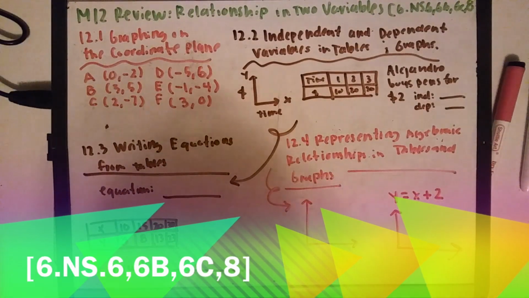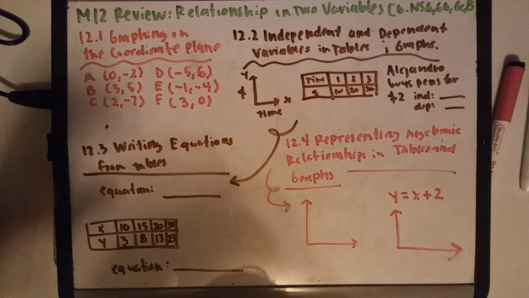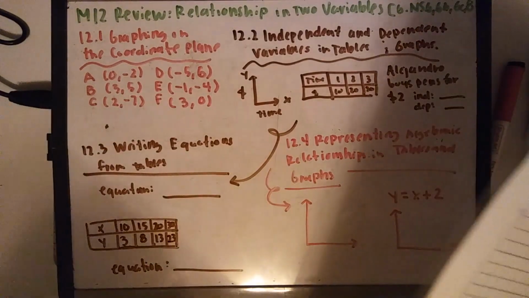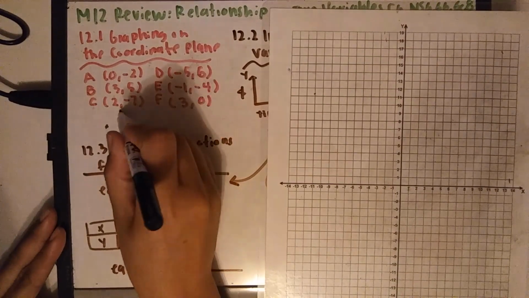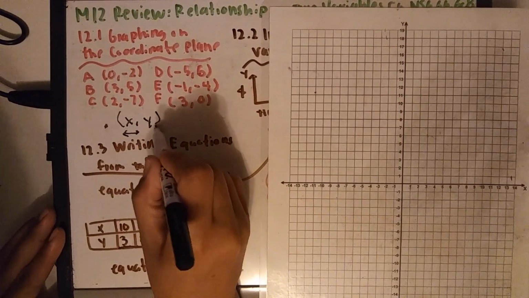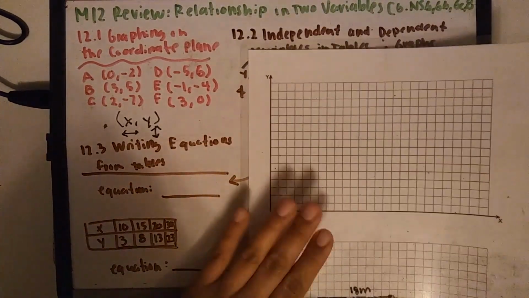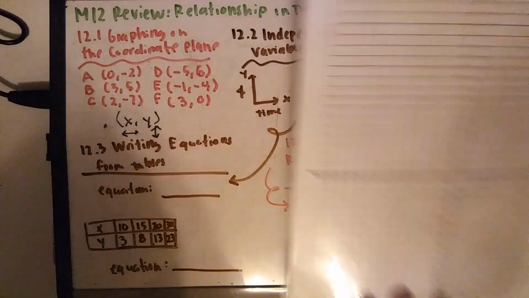Okay guys, we're gonna do the module 12 review, relationships into variables. Those are your standards. So the first one is we're going to be graphing. Remember when we graph, we always go x comma y. How many do I run to the right, to the left, and how many do I go up or down? As of right now, you guys are only using the first quadrant, so actually no, you're not.